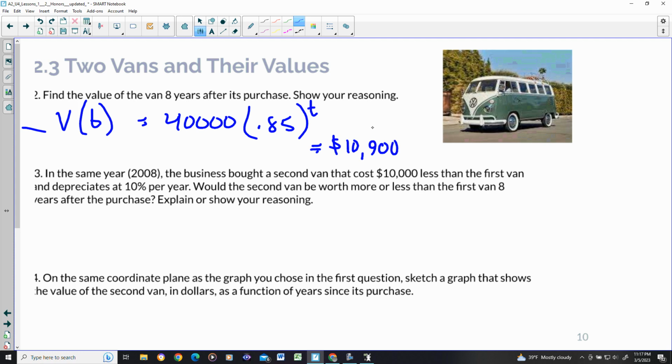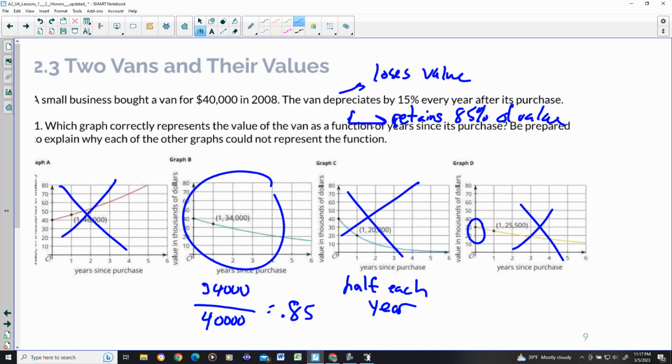$10,900. Okay, now in that same year, 2008, the business bought a second van that cost $10,000 less than the first van and depreciates at 10% per year.